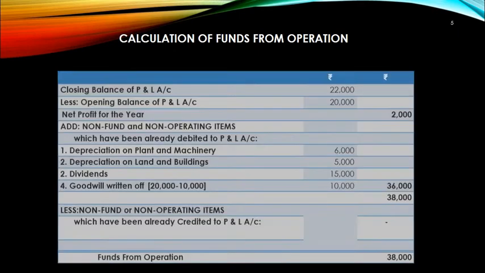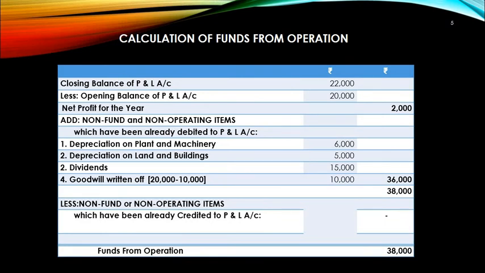So let's go for the main format to find out funds from operation. Calculation of funds from operations. The closing balance of P&L account for the year 2007 is 22,000, less the opening balance of 2006, 20,000. So 22,000 minus 20,000, the net profit for the year, will be 2,000.